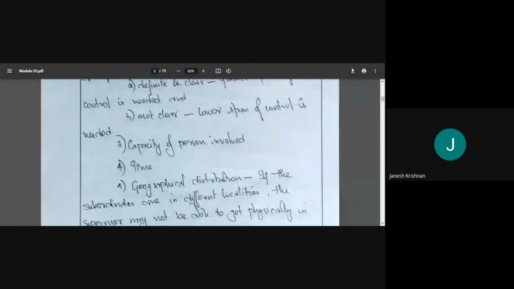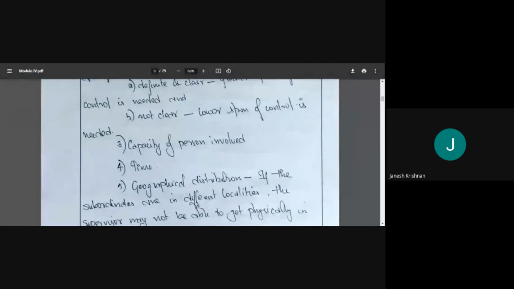What is the capacity? How good the manager is, or how good the worker is, that will depend. That will be a factor for subordinates also. If they are good, hardworking, trustworthy people, then one person can oversee all of them. And if the manager is good and capable also, then he can oversee many people like that.